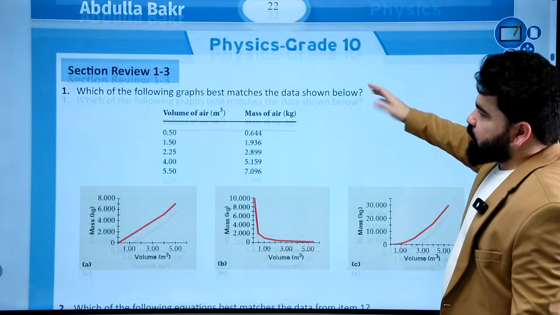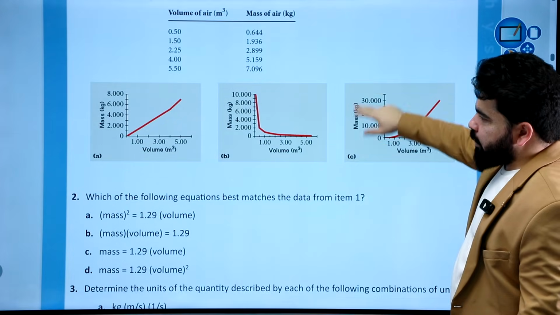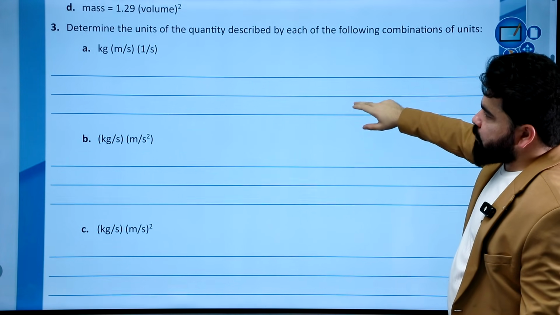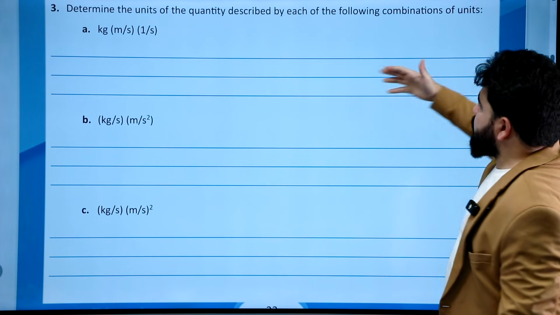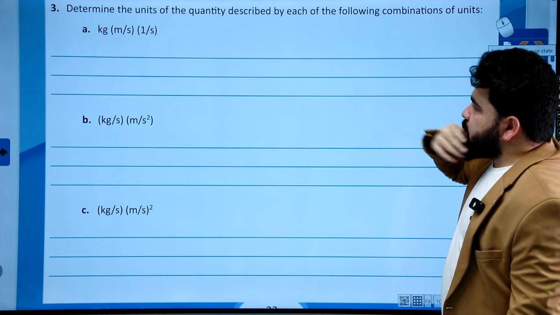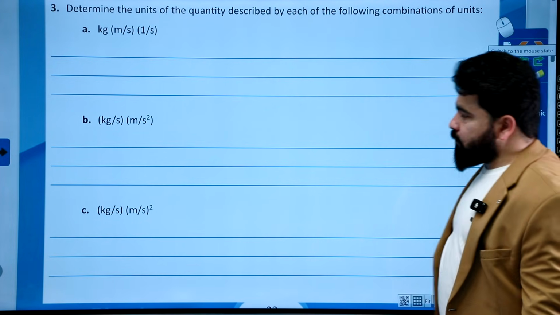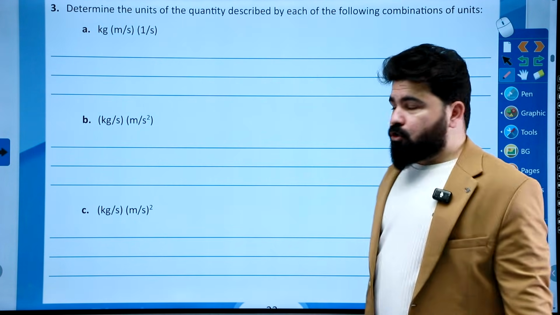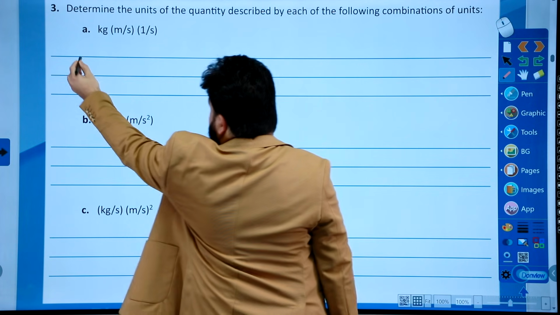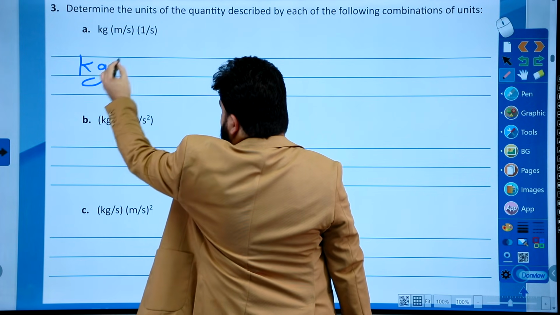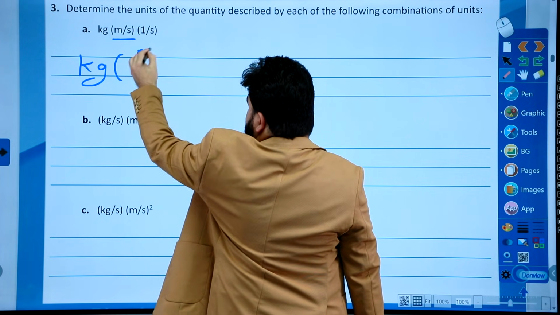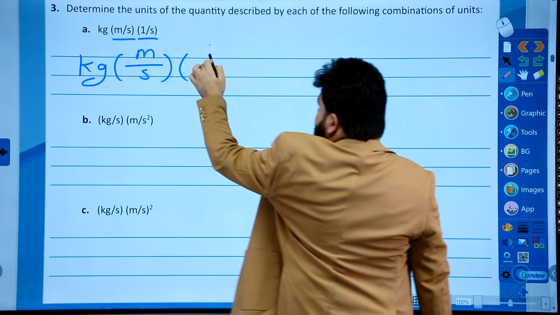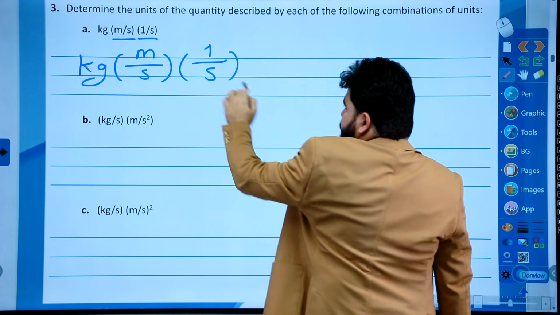Section 1-3, question 1 and 2, I don't think they're that important. Let's move on to question 3. This is really important. It basically says determine the units of the quantity described by each of the following combinations. So you have kilogram, meter per second, multiplied by 1/second. So write kilogram like that, okay? And this one, meter divided by second, okay? And this one, 1 divided by second, okay?